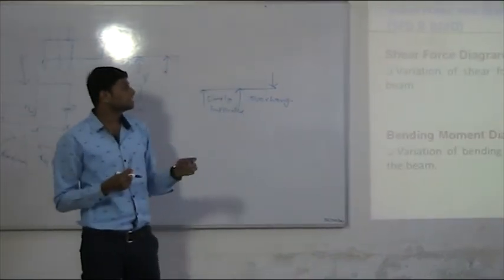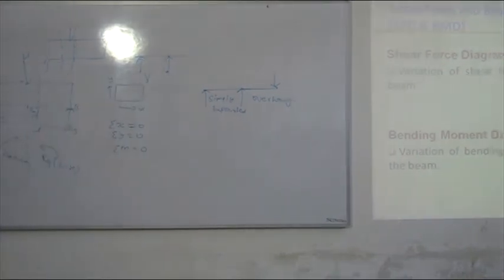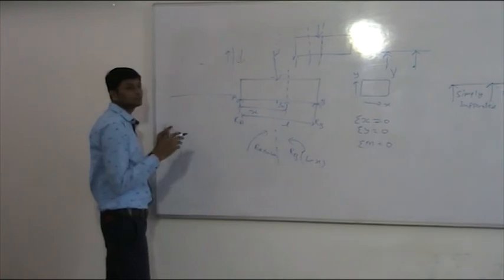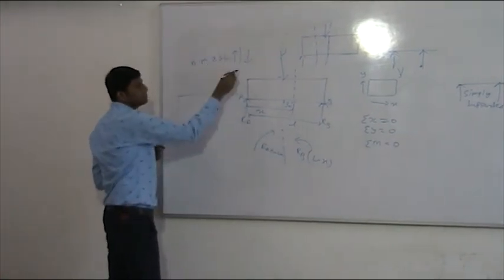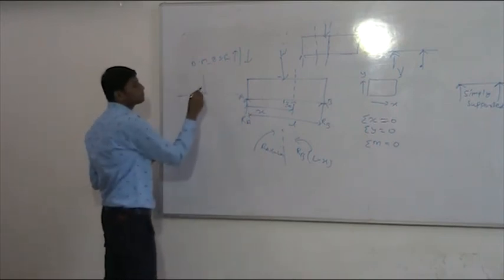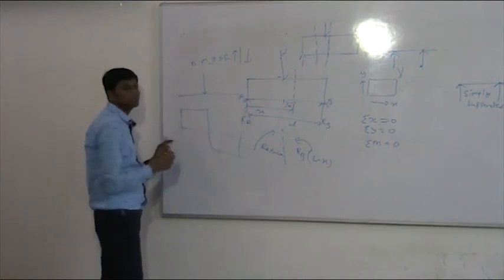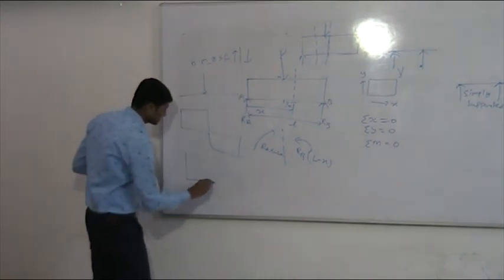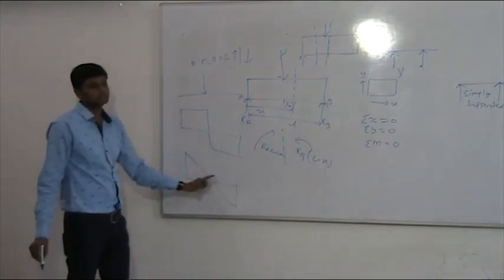Next, shear force diagram and bending moment diagram. The variation of the bending moment and shear force along the span of the beam is called the shear force and bending moment diagram. First, if the load is a point load, then the variation will be just like this. If the load is UDL, the variation will be in triangle form.